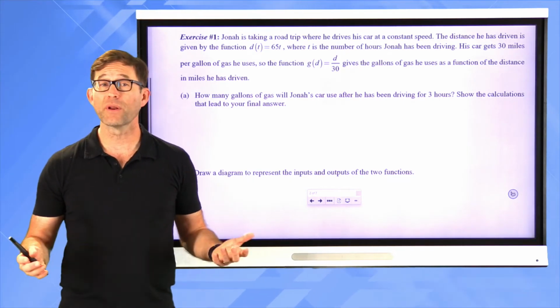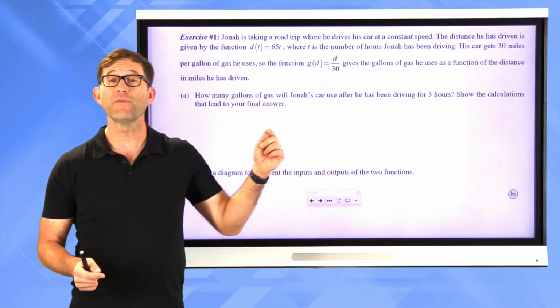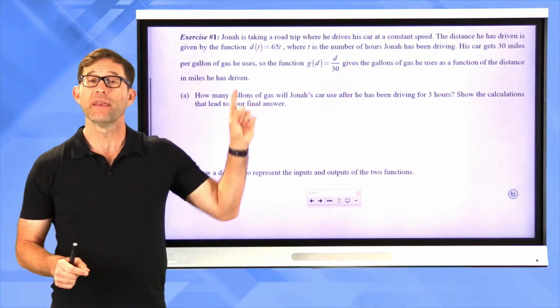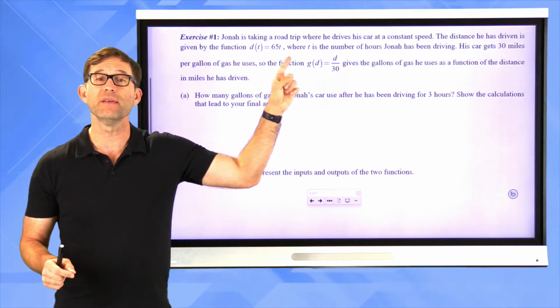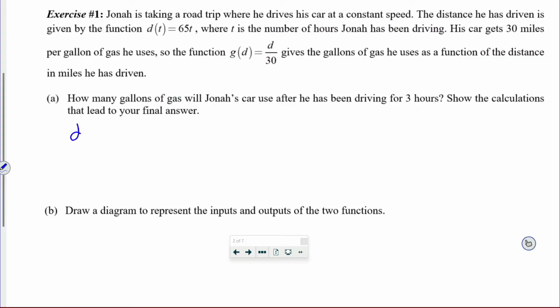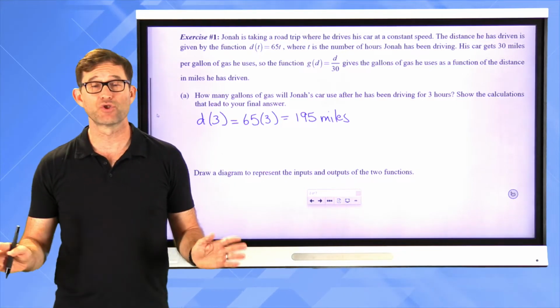And obviously you may want to use your calculator a little bit on this, but the first thing I'm going to want to do is simply figure out how far Jonah has driven in 3 hours. Now that's given by the function d of t equals 65 times t. So first things first, I'm going to figure out the distance Jonah has driven. That's going to be 65 times 3. This one I think I can do in my head. That's going to be 195 miles.